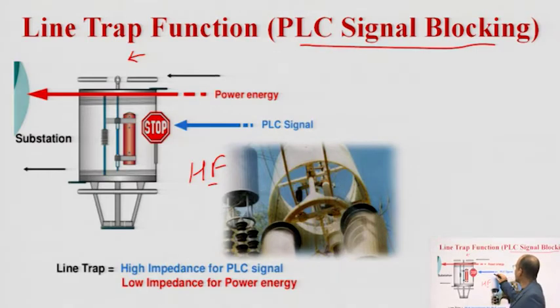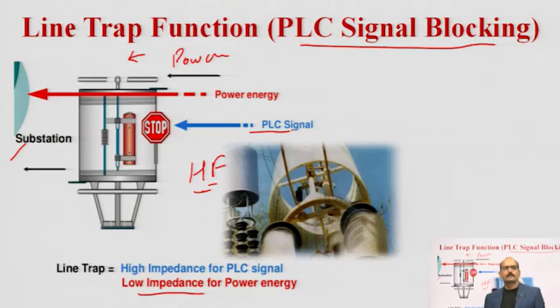You can see that this is the PLC signal, this is the substation side. Here the line trap shows high impedance for the PLC signal. Due to that high impedance, this part is not going to allow the high frequency signal to enter the substation. Whereas that same line trap provides a low impedance path for the power signal. It means a power signal can be transferred through this line trap, but a high frequency PLC signal cannot cross. So, this is the actual diagram of a line trap situated in grid substations.